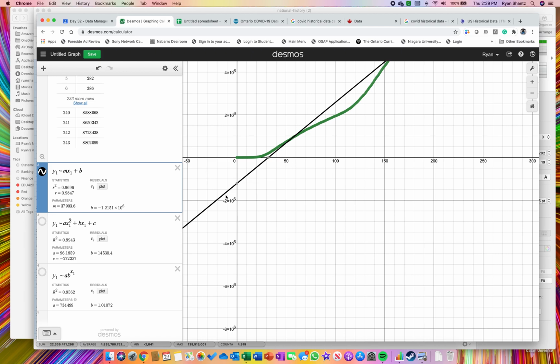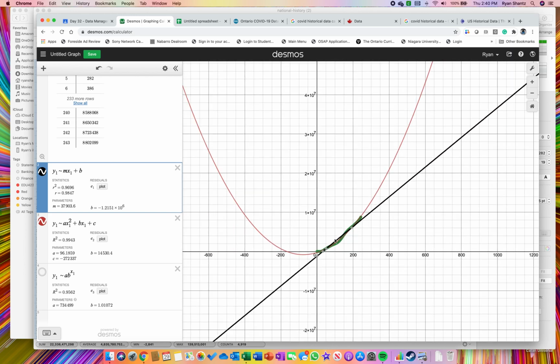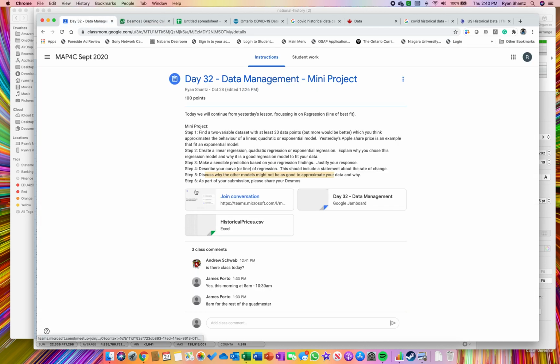So there are some limitations, and you want to mention the R squared. This is a good approximation because it has a high R squared, but this one is better. We want to go with the one that's better, although keeping in mind that we need to caveat that a bit. This parabola is only good for values of x greater than 0. Okay, as part of your submission, please share your Desmos.